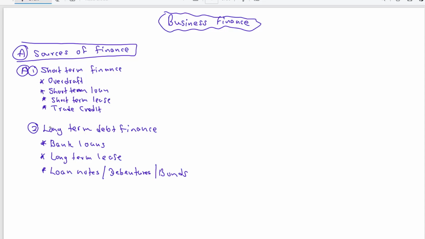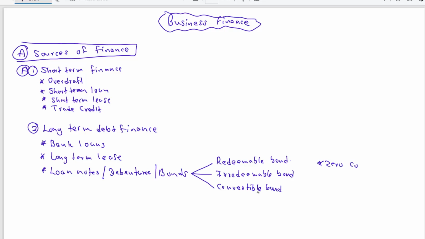Under loan notes, debentures or bonds, you should know three things. One is the redeemable bond, other one is the irredeemable bond, other one is the convertible bond. And your bonds can be zero coupon bond, and you should know what is deep discount bond as well.